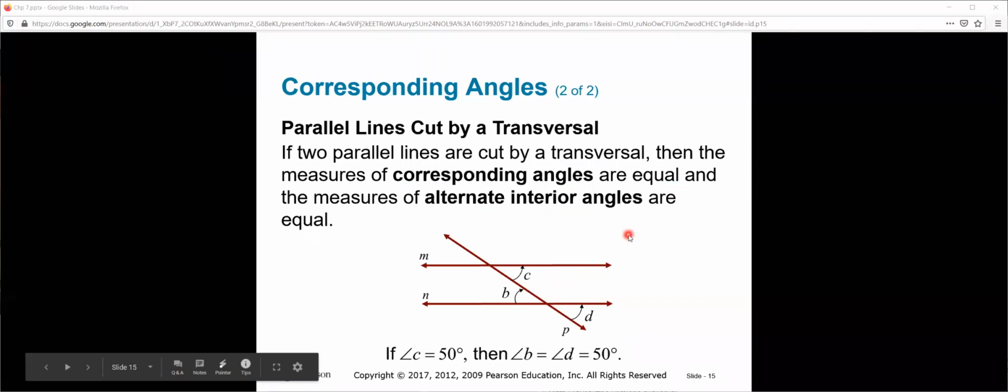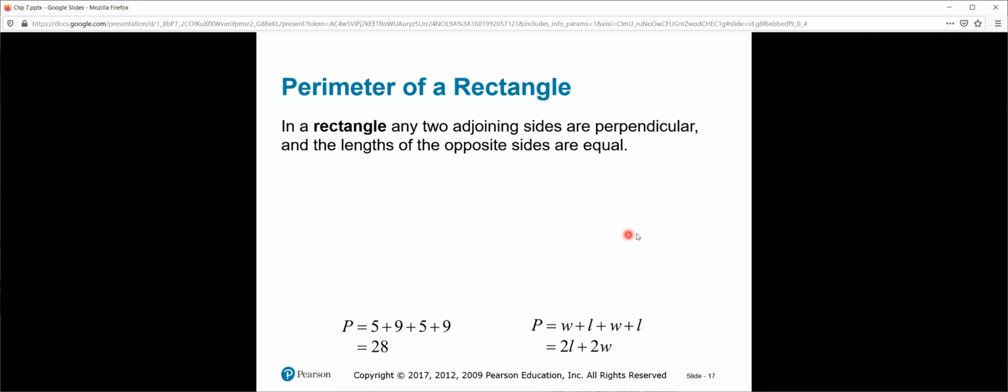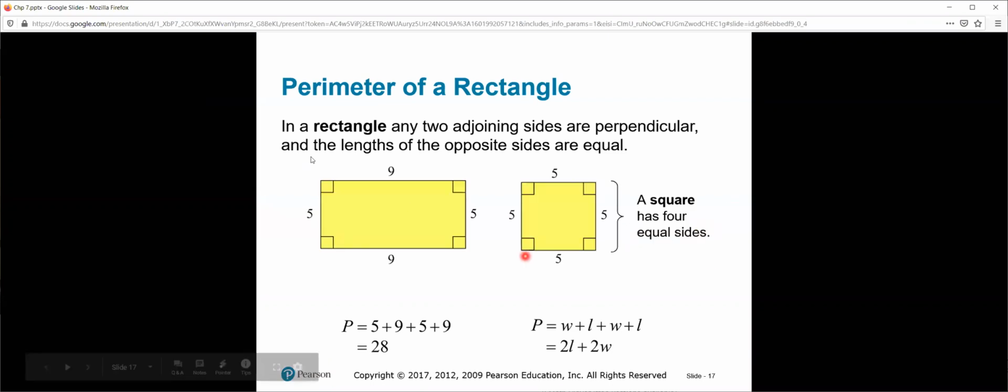A lot of information coming out of this stuff. Angles are super useful, right? Not just in getting a decent grade on chapter 7, but in your day-to-day lives. That was lines. Let's cover rectangles and squares. How do we define stuff, right?